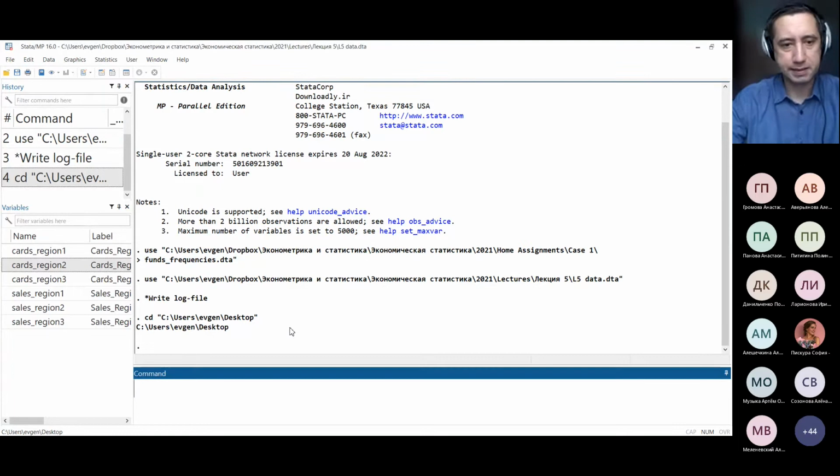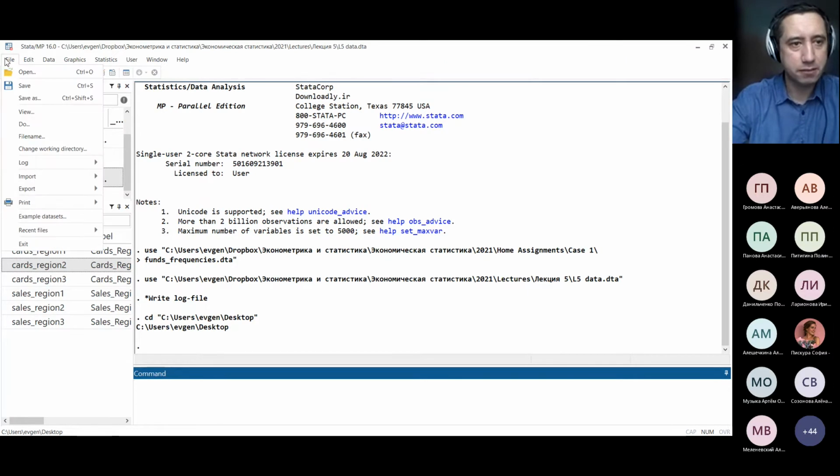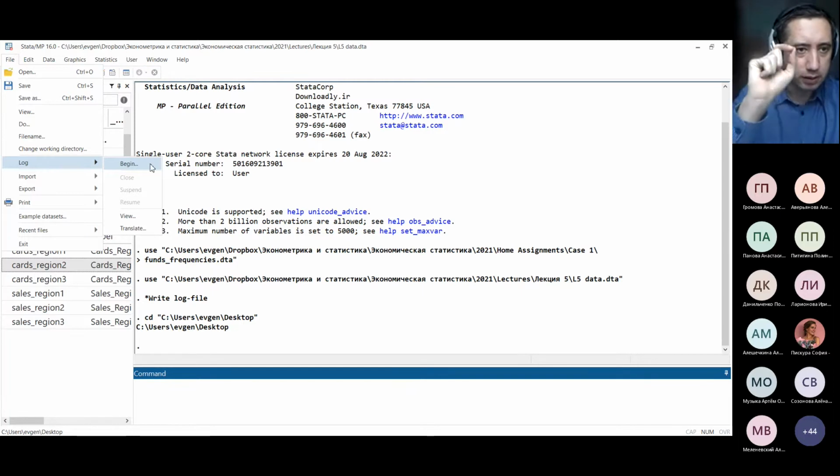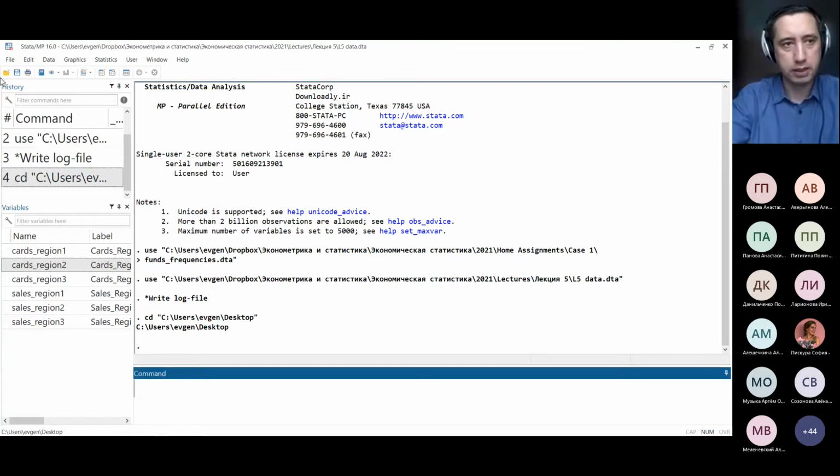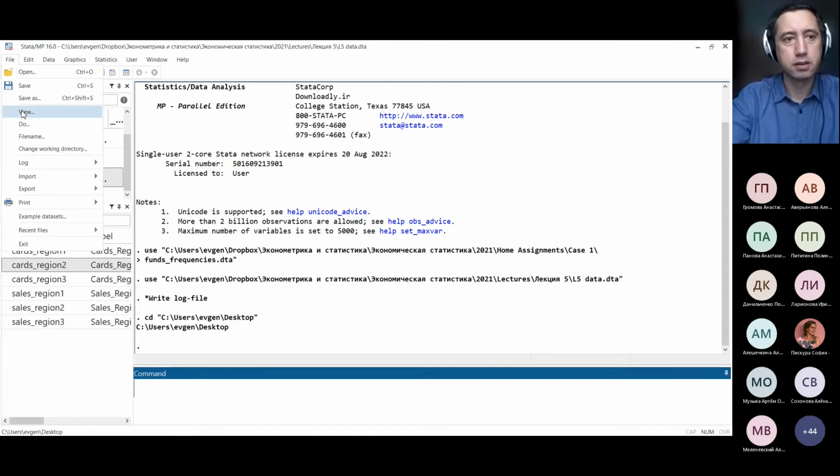Good. Next you have to open a log file. To open a log file, go to File, and in the File tab, you should find the Log option. And here you should click Begin. Again, go to File, go to Log, click Begin.